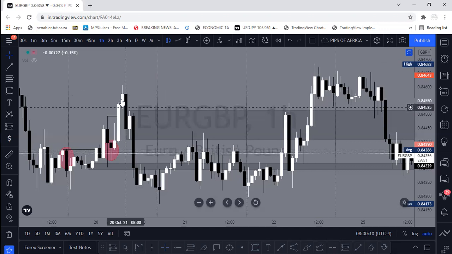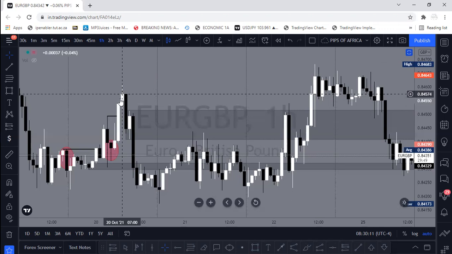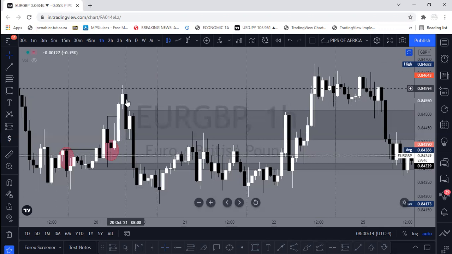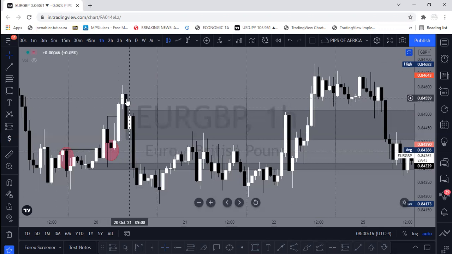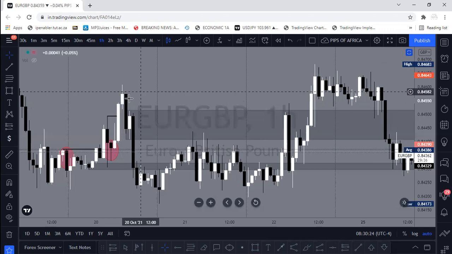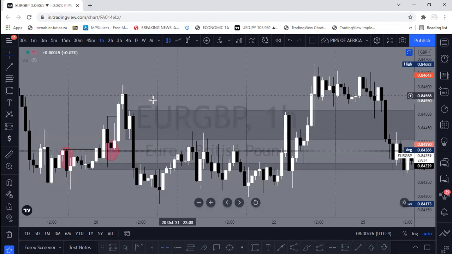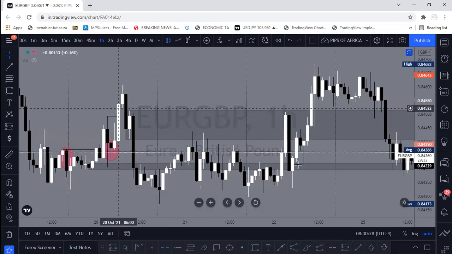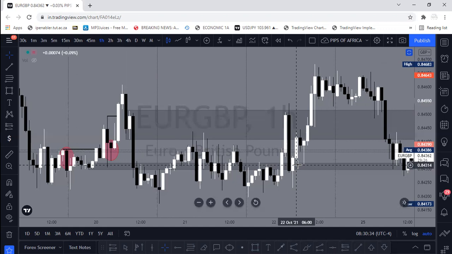You see, the wick of the bullish candle is longer than the wick of the bearish candle, which makes this order block look very, very strong, right? Then the market went up, tapping inside it, then it dropped to the downside. That's another confirmation. That is another confirmation.